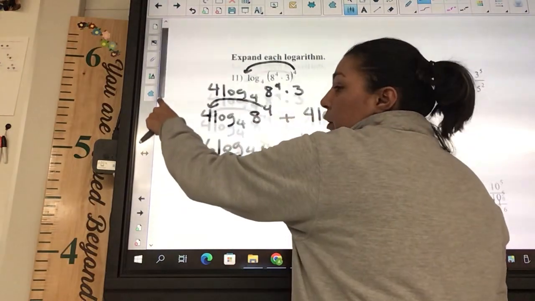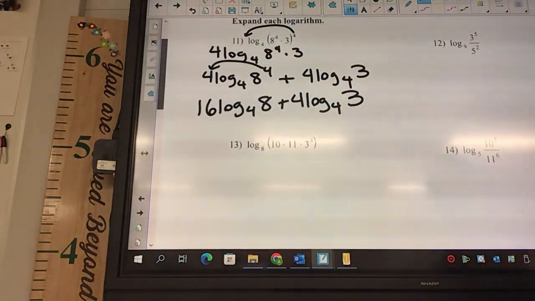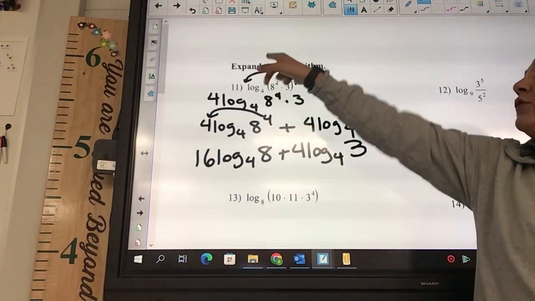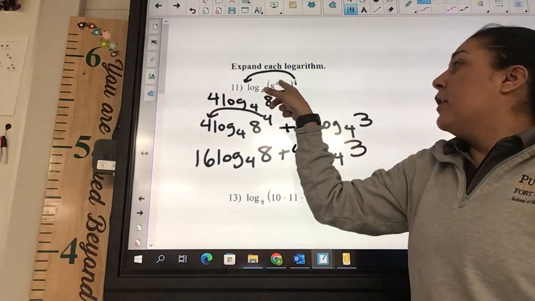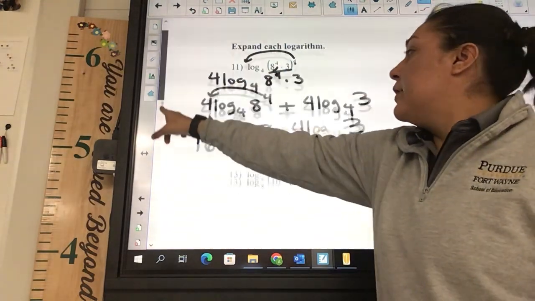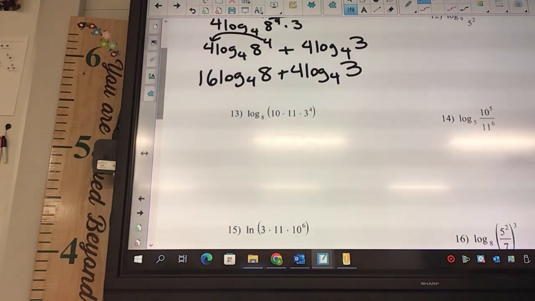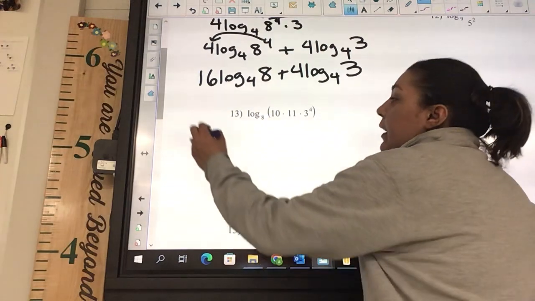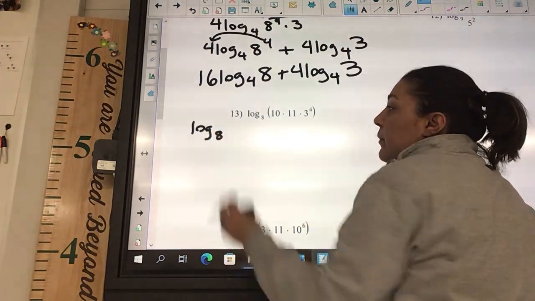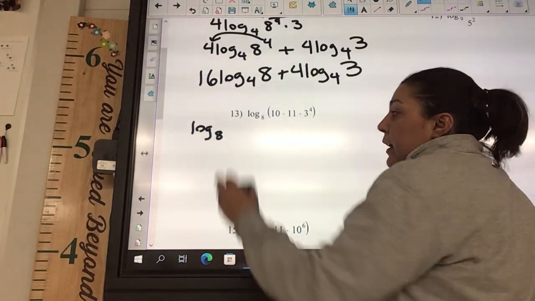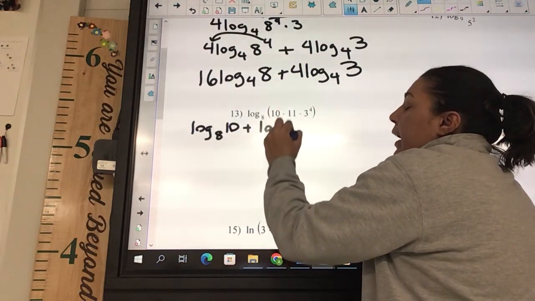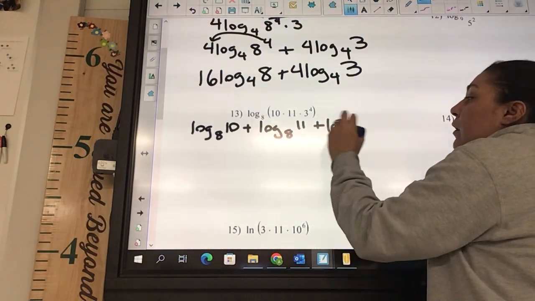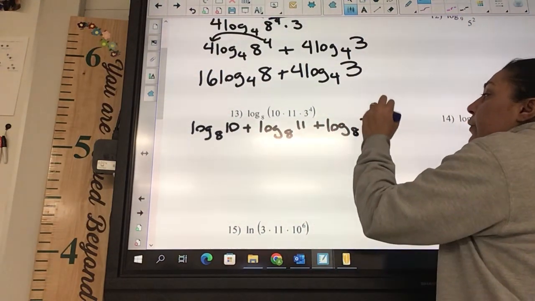Okay, look at 13. What are we doing first? The only time the 4 is going to move to the front is because this 4 belongs with all of these pieces. Whereas this 4 only belongs with this piece. So there's no 4 on the outside. So our first step, what goes with multiplication? Adding. Okay, so it's going to look like log 8. What's our first one? 10 plus log 8. What's our second one? 11 plus log 8 of 3 to the 4th.